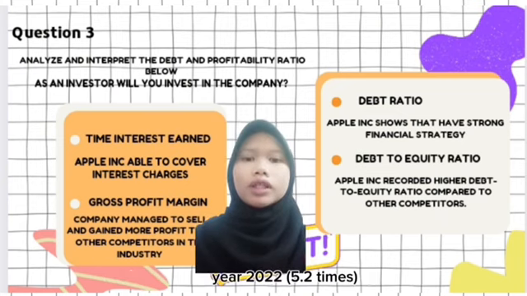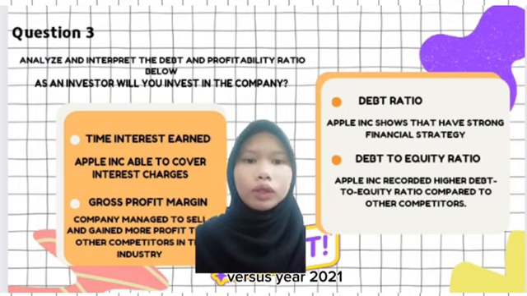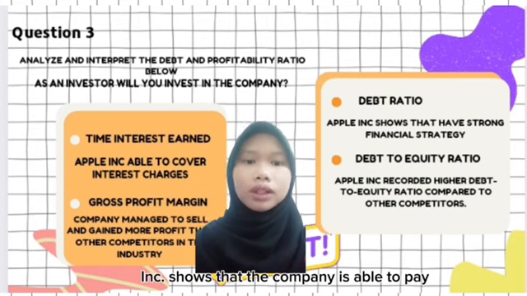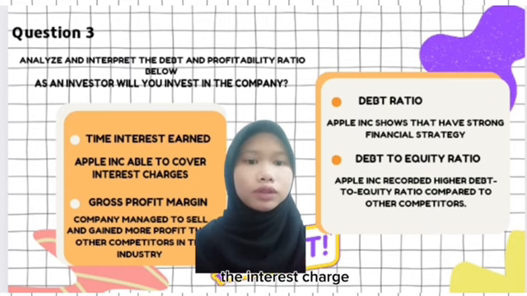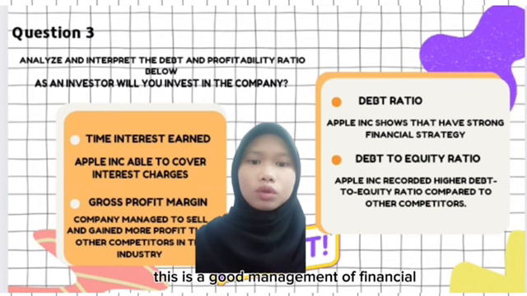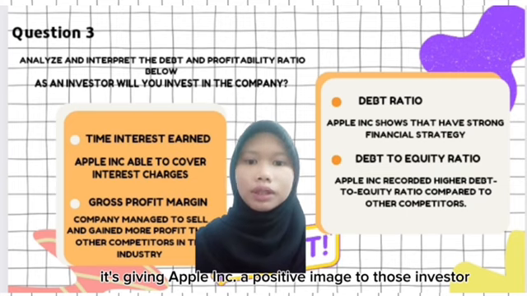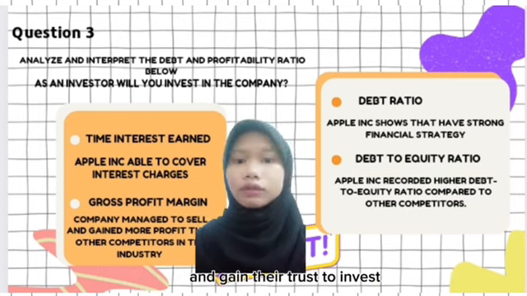Apple Inc.'s interpretation: year 2022, 5.2 times versus year 2021, 3 times. The increase of 2.2 times from 2021 to 2022 recorded by Apple Inc. shows that the company is able to pay the interest charge. This is good financial management in terms of attracting investor attention. Besides, it's giving Apple Inc. a positive image to those investors and gaining their trust to invest.